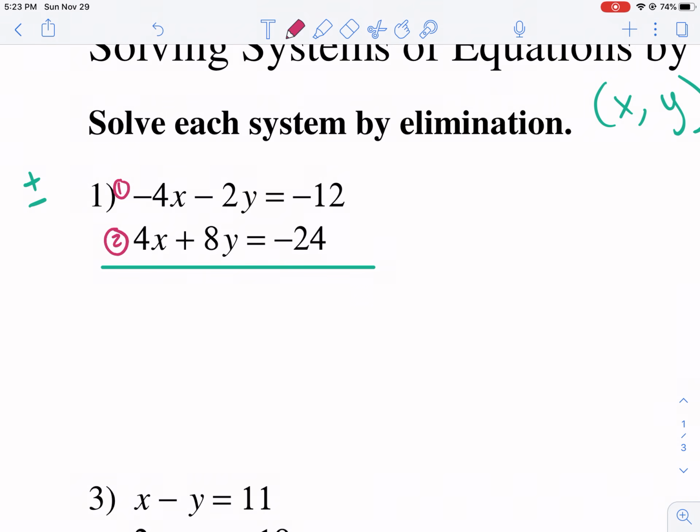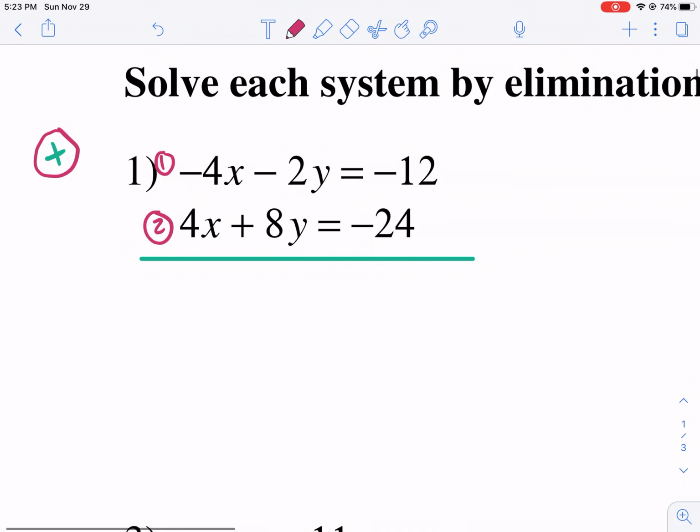Now, how do we go about doing that? Well, this is how I teach it. I only add. I don't bother with subtraction. I want to only add the two equations together. Okay? So what does that do? Well, if you add the two equations together and set it up correctly, you're going to eliminate one of the variables. So look here. What am I looking for? I'm looking for opposite coefficients.